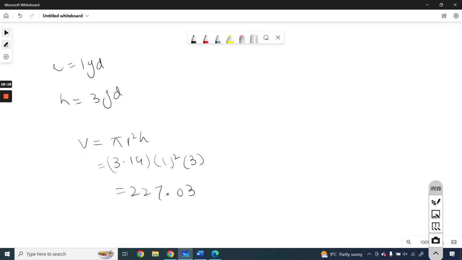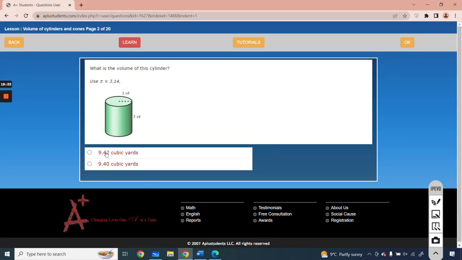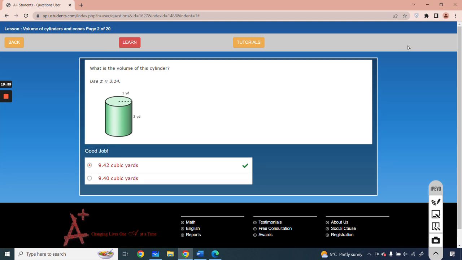Got it? Wait. No, we have to do 3.14 times 3. That would be 9.42. Got it? So the volume of the cylinder is 9.42 cubic yards. Got it? Just select the correct value and then click on the OK button.